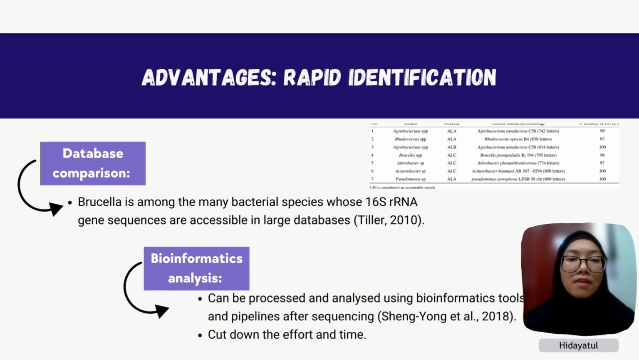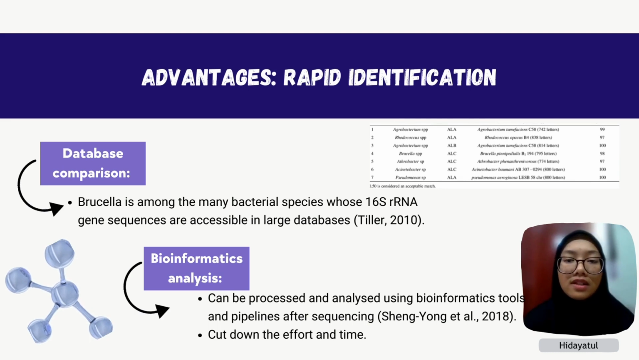This speeds up the identification process by enabling the simultaneous sequencing of several samples. Brucella is among the many bacterial species whose 16S rRNA gene sequences are accessible in large databases. This helps researchers to quickly match the isolate to non-Brucella species and help identify it by comparing the acquired sequences with this database. In addition, it can also be processed and analyzed using bioinformatic tools and pipelines after sequencing. While 16S rRNA gene sequencing offers specificity and rapid identification, it is important to note that additional confirmatory tests may be required to validate the results and ensure accurate identification of Brucella isolates.